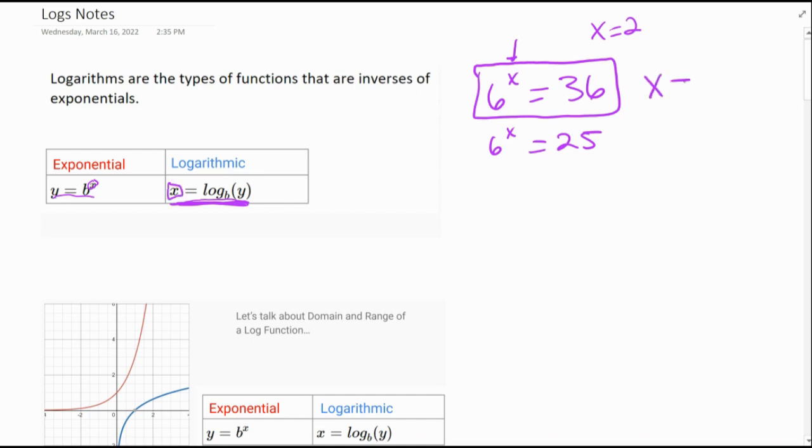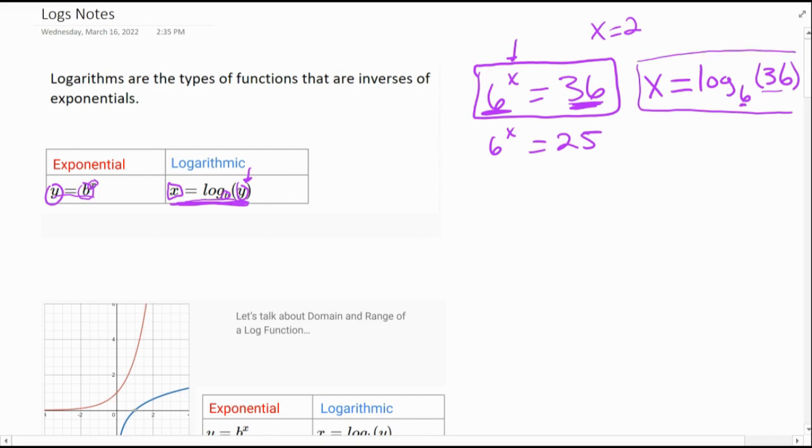So I'm going to start with x here. The base, or b here, becomes the base of the log. So we're going to say log base 6, because we get that number from the base of the exponent. And lastly, the y value, which was by itself originally, which is 36, ends up being what is inside the log. So we say that x is equal to log base 6 of 36. These two equations are equivalent: 6 to the power of x equals 36, and x equals log base 6 of 36.